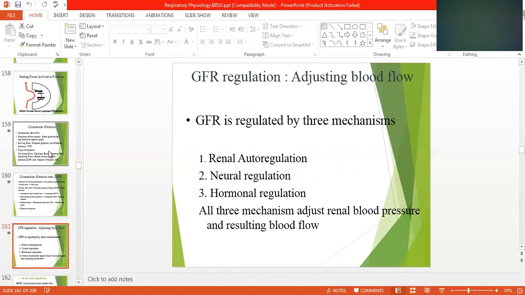GFR regulation, adjusting blood flow. GFR is regulated by three mechanisms: renal autoregulation, meaning kidney autoregulation; neuronal regulation through the nervous system; and hormonal regulation through hormones controlled by the pituitary gland. All three mechanisms adjust renal blood pressure and resulting blood flow.